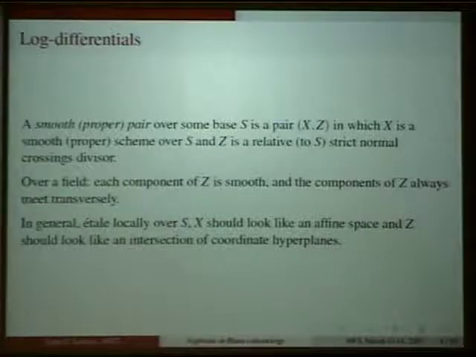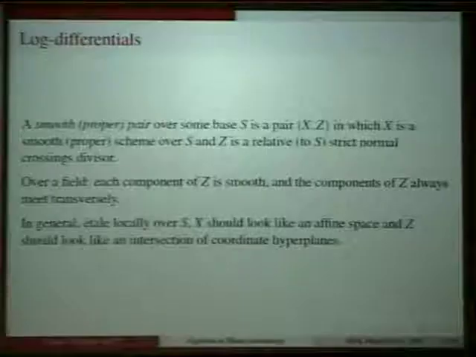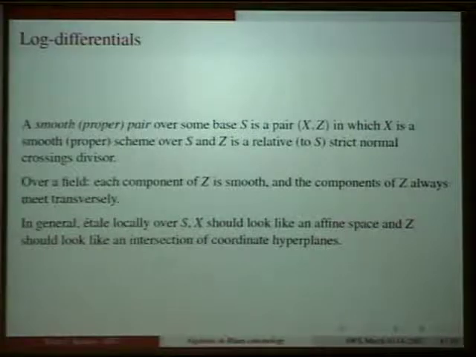So I'm going to be talking about a smooth pair, and right now I'm going to do this over a field, but in later lectures I'm going to need this over a base. So in general, X is going to be something smooth, and if I want it to be proper, I'll say proper. And Z is going to be a relative strict normal crossings divisor. What does that mean? Over a field, that means that the components of Z are smooth, and they meet transversely. So you have individual components that are smooth, and they're being transverse.